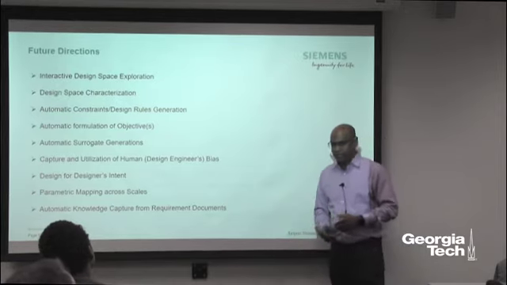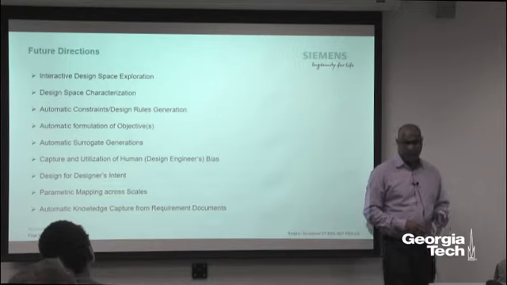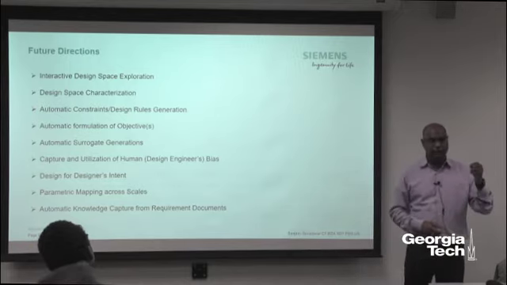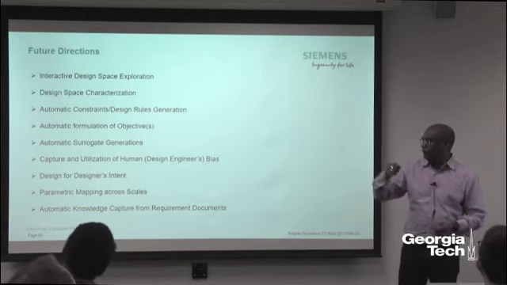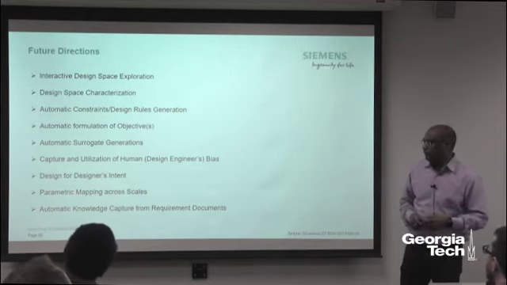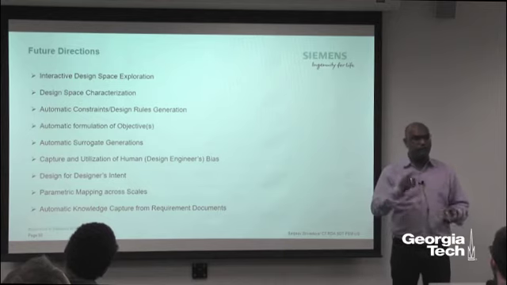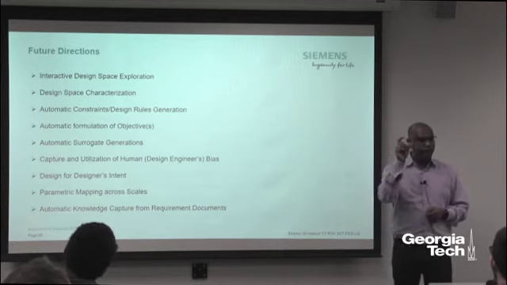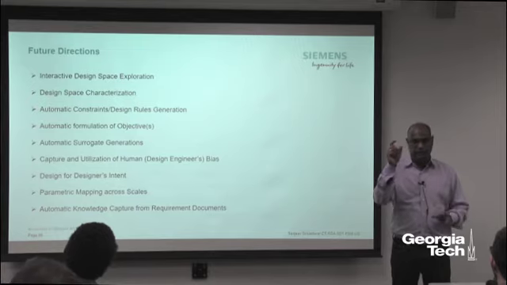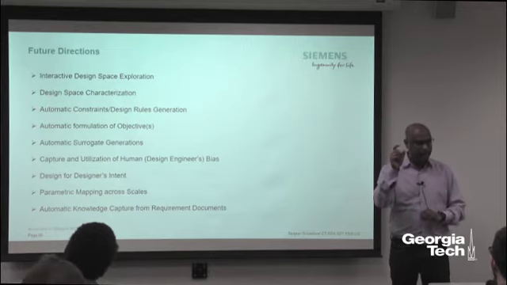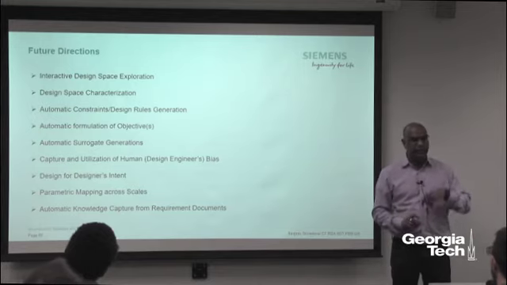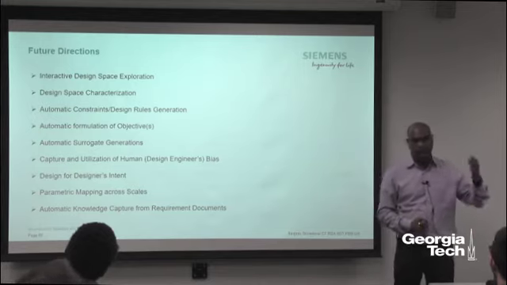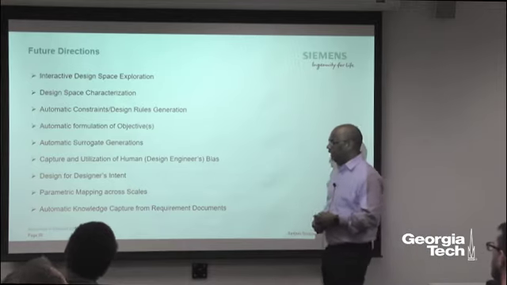Parametric mapping across scale. When you do design for complex systems, you have 0D, 1D, 2D, 3D, right? And then you have parameters across these different dimensions. Can you automatically link those parameters in such a way that if I make a change in one of my dimensions, I can right away see possible changes, with a certain probability, in my other dimension, let's say 3D? If I change my shape on the 3D side, can I automatically see the change on my requirement side? So how can we do that?